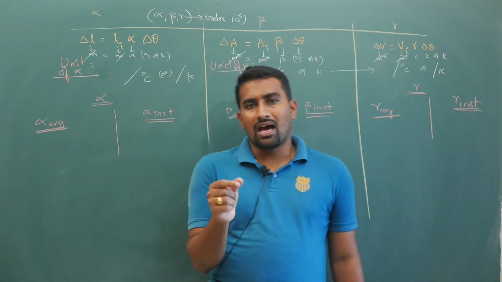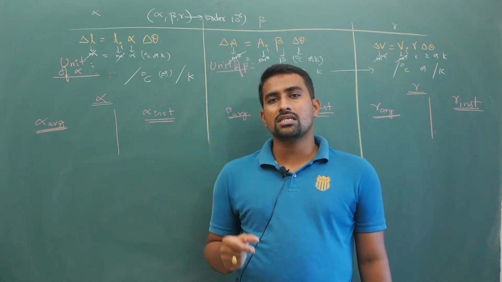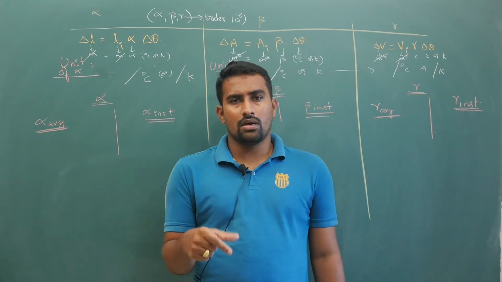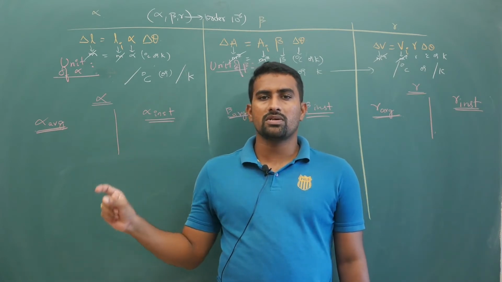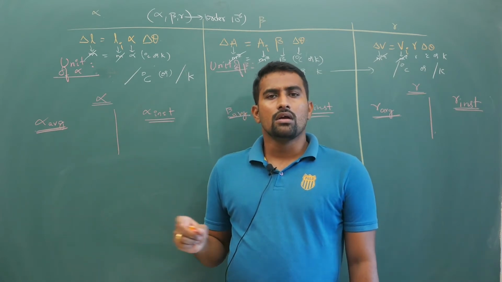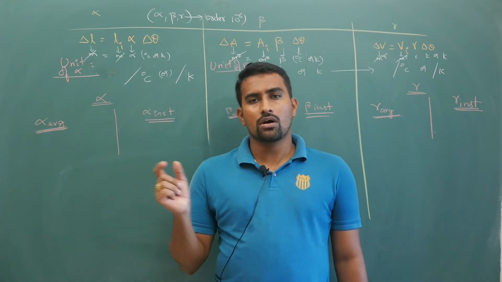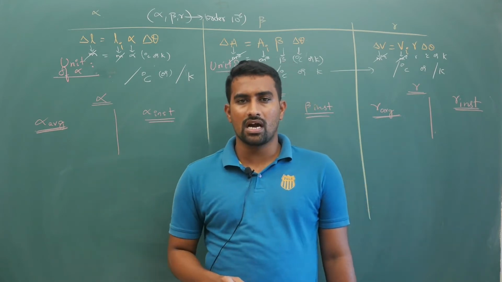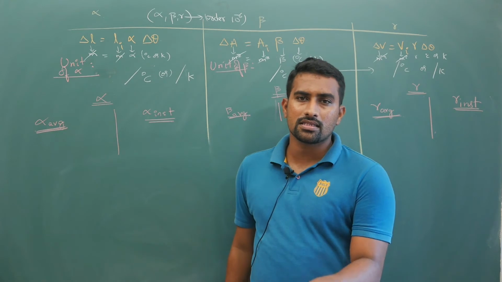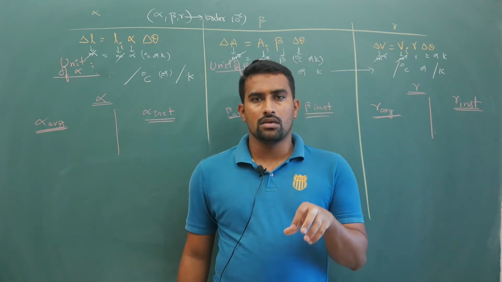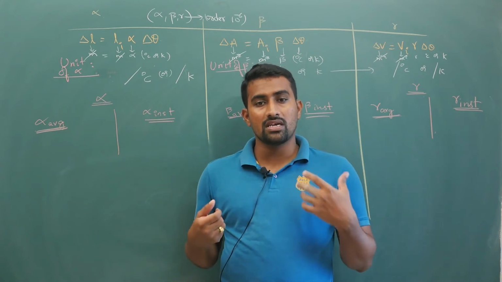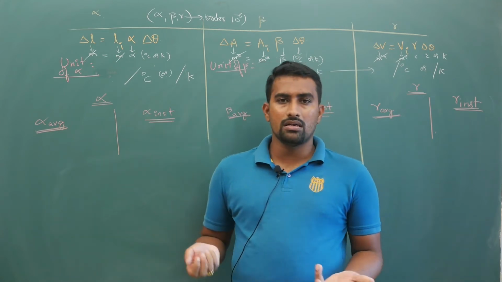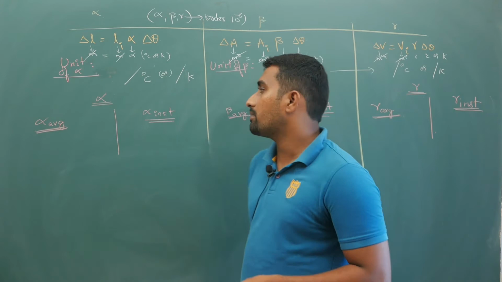Unless it is specifically mentioned in the question that alpha is changing with respect to temperature like this, we will not go for variable alpha. We will assume constant alpha, constant beta, constant gamma, unless it is mentioned in the question that a temperature variation is given like this. If something is given like that, then okay, else no. Hope you are getting my point.